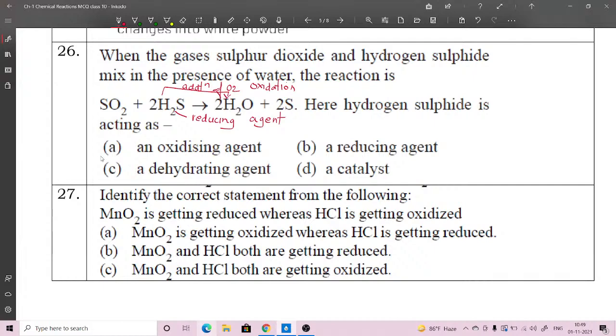So let us check which option is correct. An oxidizing agent, reducing agent, dehydrating agent, or a catalyst. It is B, reducing agent. Let us move on to question number 27.